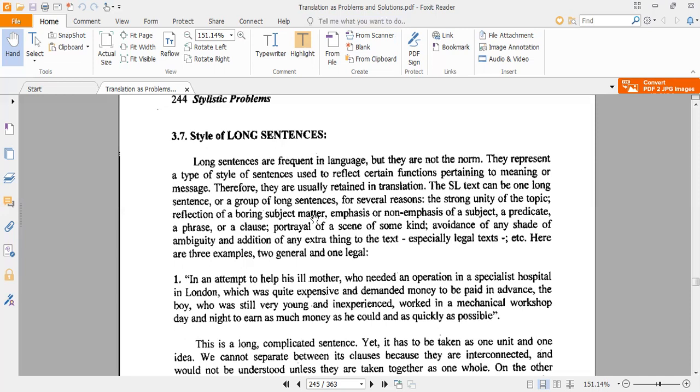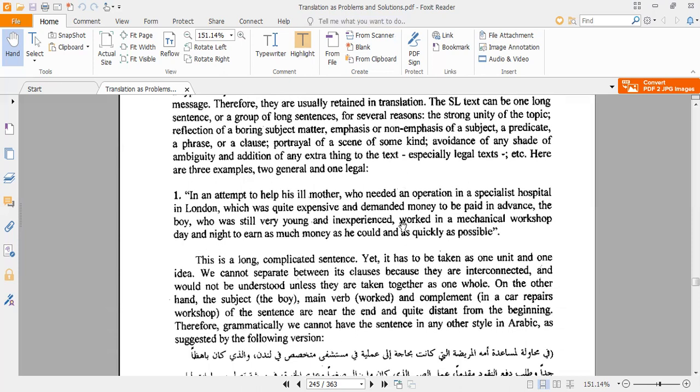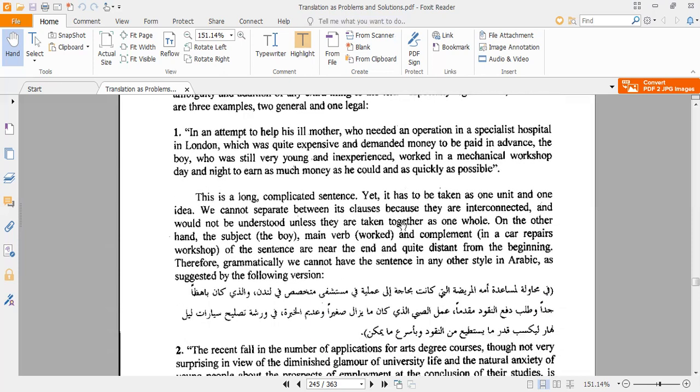Portrayal of a scene of some kind, or avoidance of any shade of ambiguity. Sometimes we want to avoid ambiguity. In this way, we use long sentences and so on. Okay, read the first sentence.